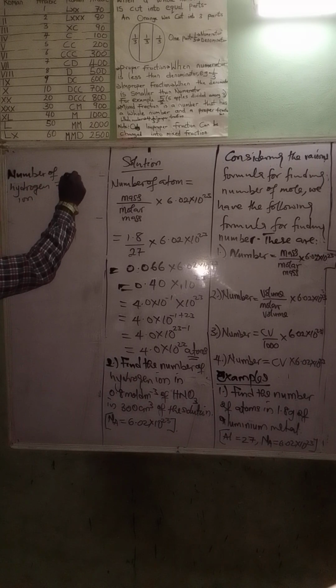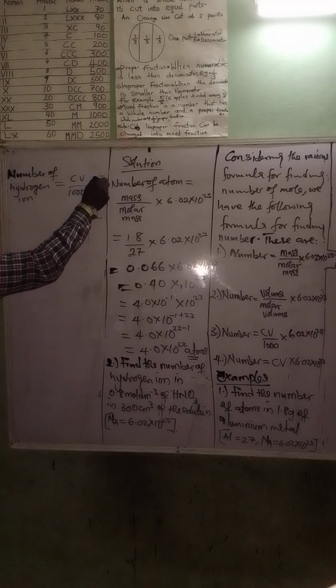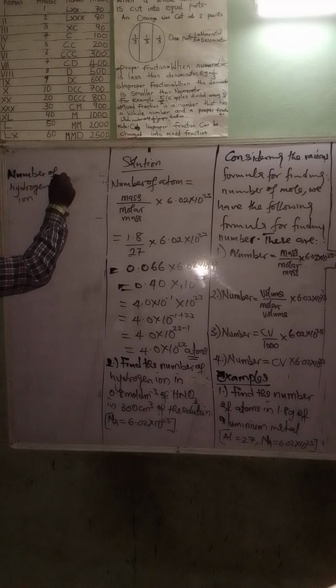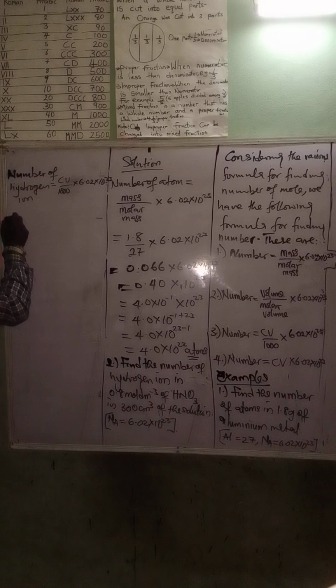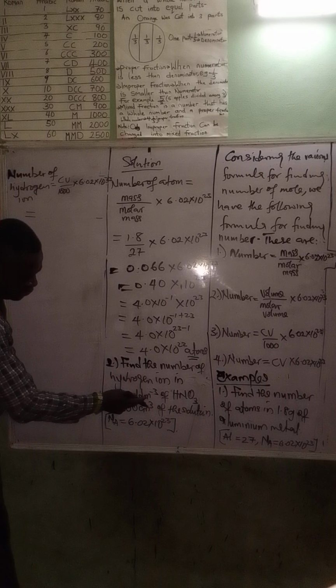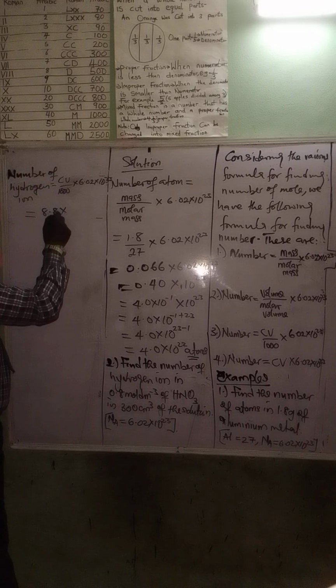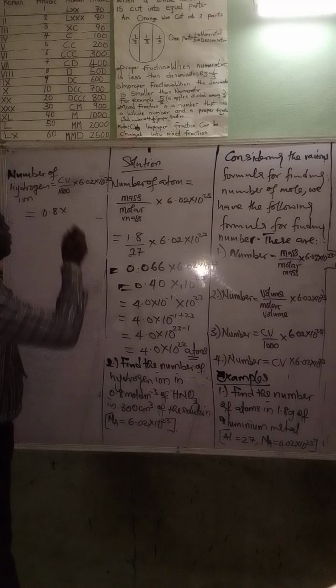Is equal to CV over 1000 times 6.02 times 10 to the power 23. So what's our C? Any number that carries mole per dm cube or molar, which is what? 0.8. 0.8 represents this C. 0.8 times, what's our V? Any number that carries cm cube at the back. That's 300.